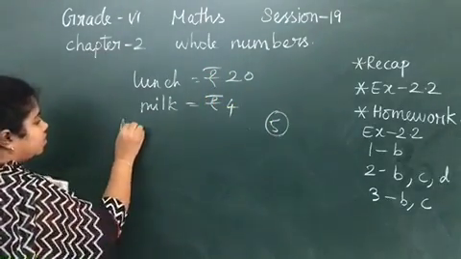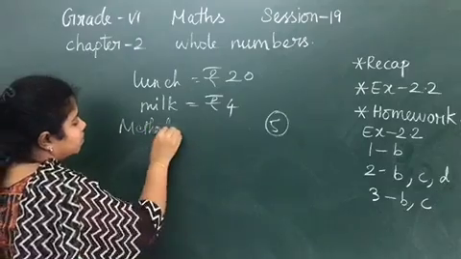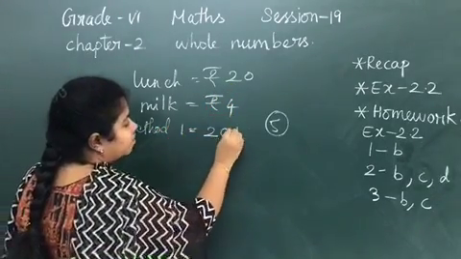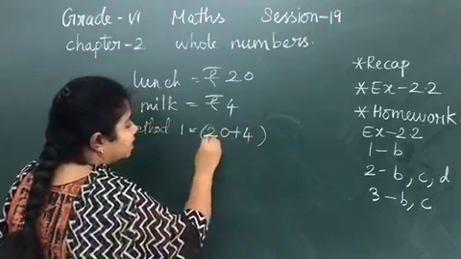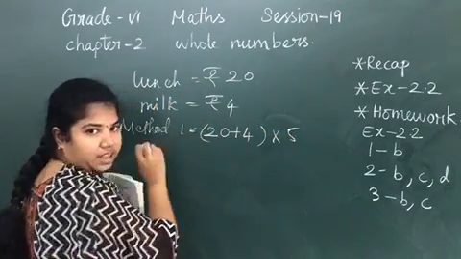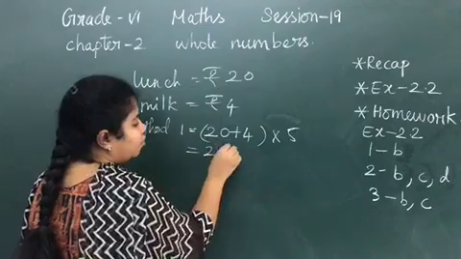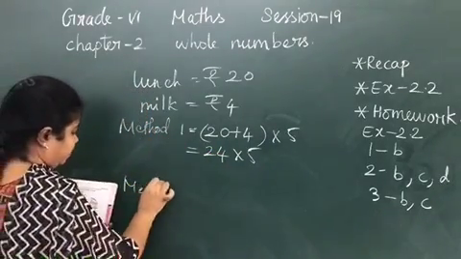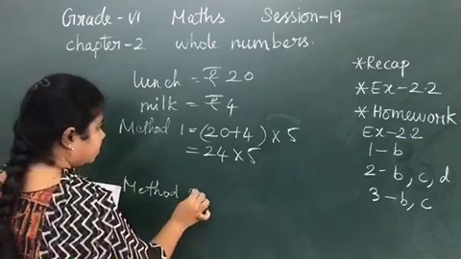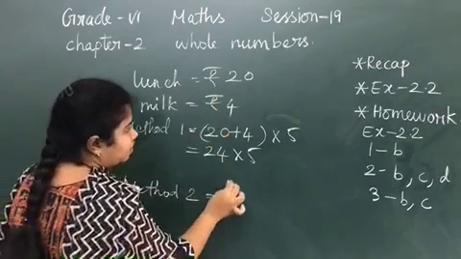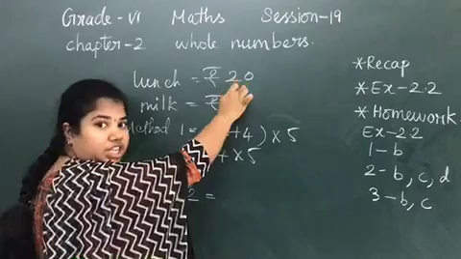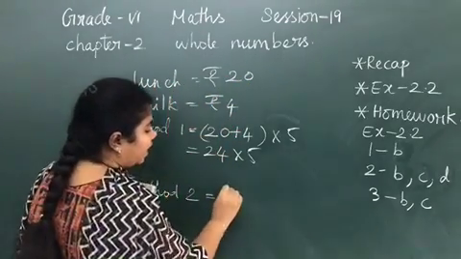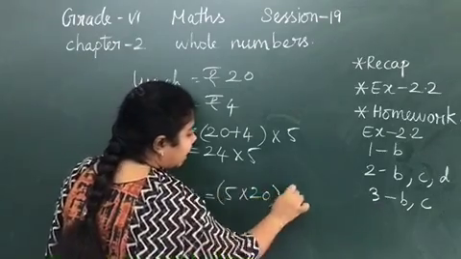Method 1 is I will add these two numbers, that is 20 plus 4, and I will multiply that number into 5 days. So what is my answer? 24 into 5. Can you understand? Method 2. Now what I am going to do is, for lunch I need 5 days, for milk I need 5 days. So I am going to multiply 5 to each number, then I will add it.